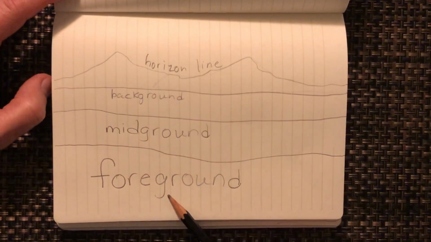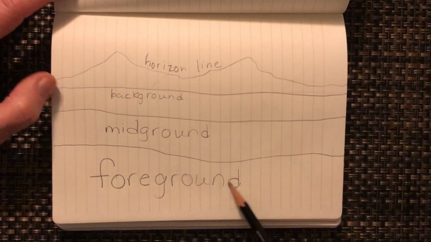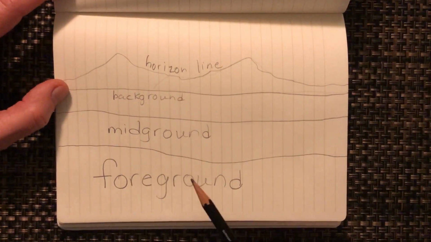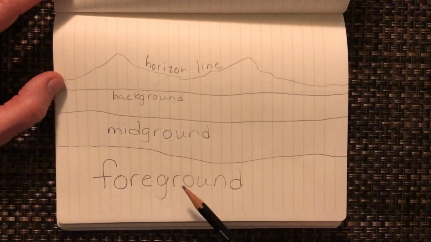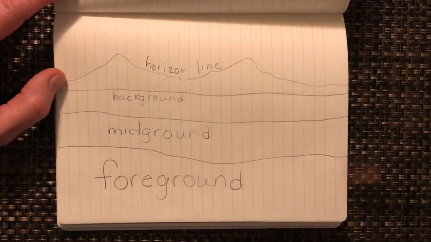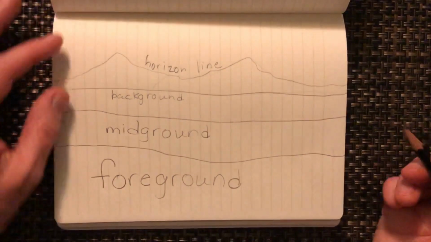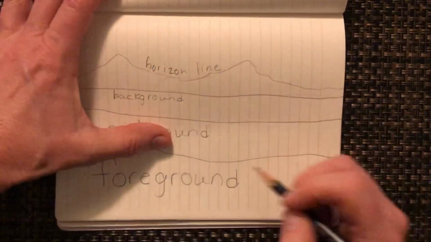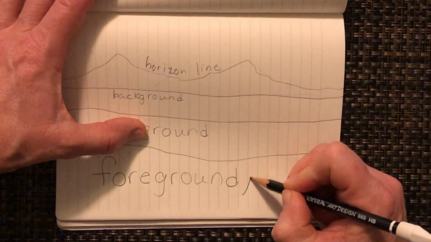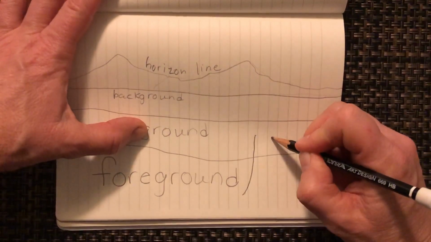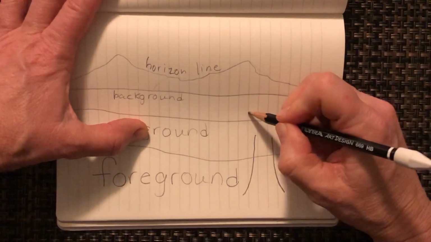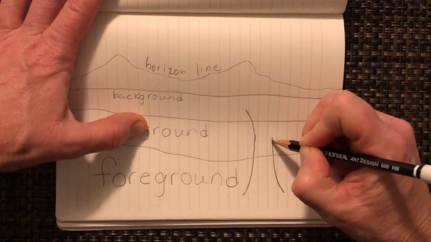Well, if we look in our picture here, down in the foreground, we've got to draw things big. Drawing them really big is going to make them look closer. So for example, let's say I wanted to draw a tree. I would draw my tree trunk. And I'm going to draw this tree pretty big because I want it to look like it's close to me.